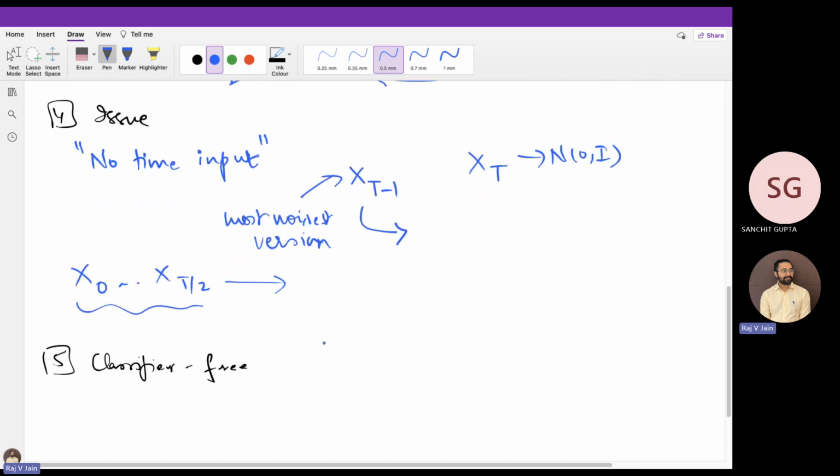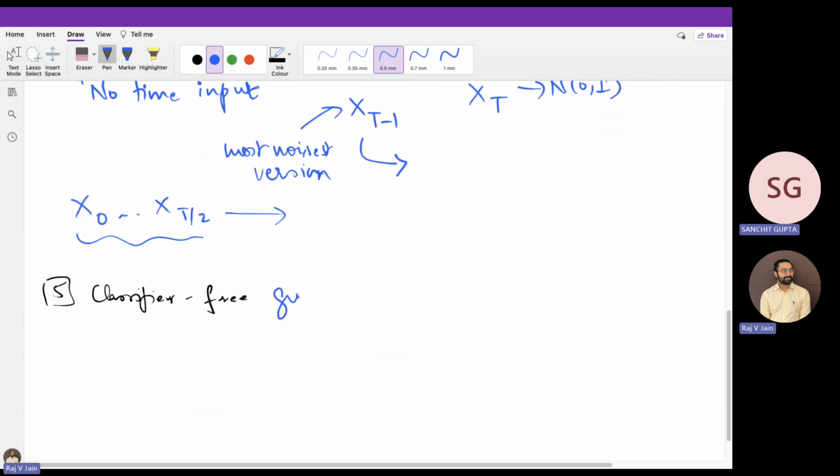The other way is something called classifier free guidance. To explain this, we'll need to look at something called EBMs, which we will do now.